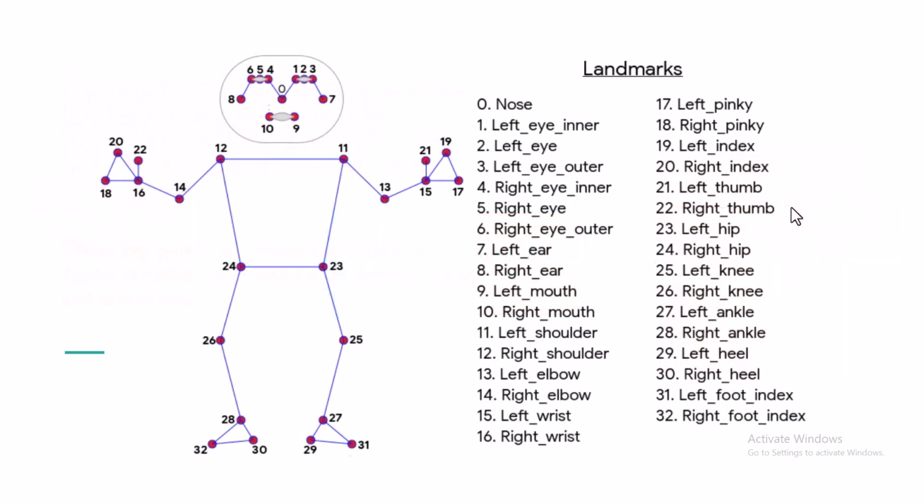And now a question arises: what can these pose detection models detect? When we pass an image of a person to a pose detection model, it can detect up to 33 different landmarks as a result. And all of these 33 points are mentioned here. So you can see it can detect facial landmarks, hands, elbows, shoulders, hips, knees, ankles, and so on.